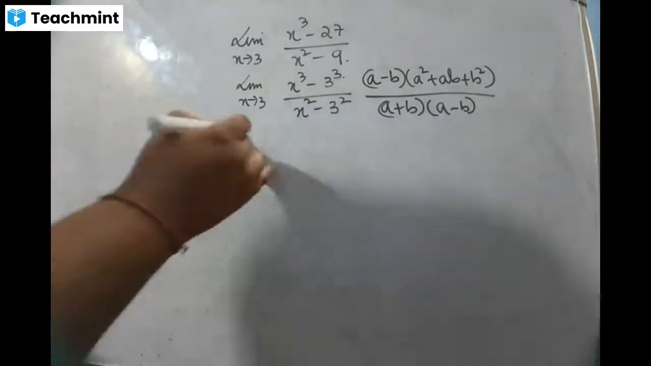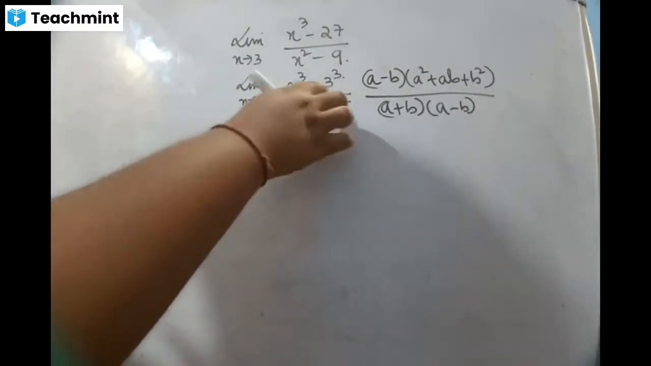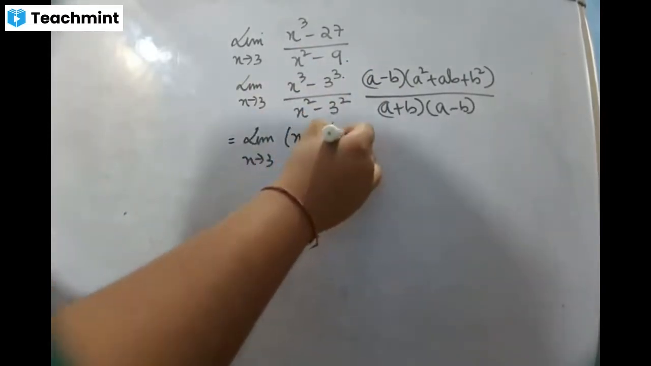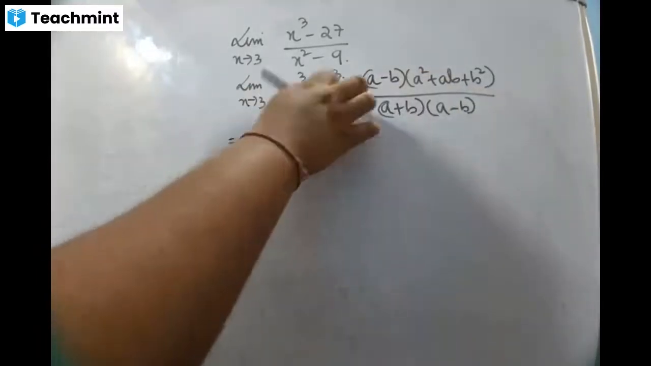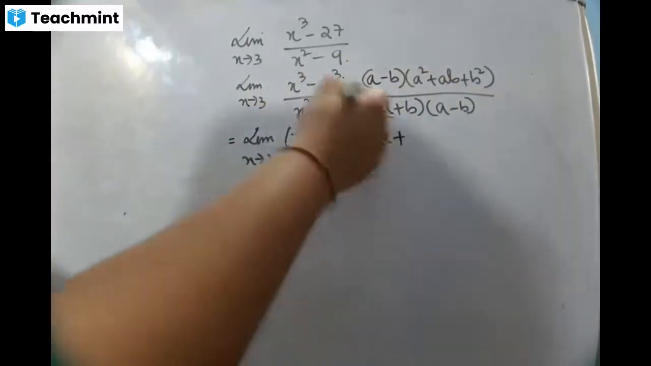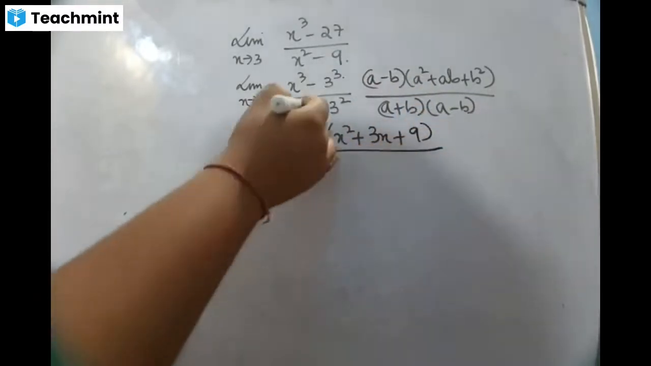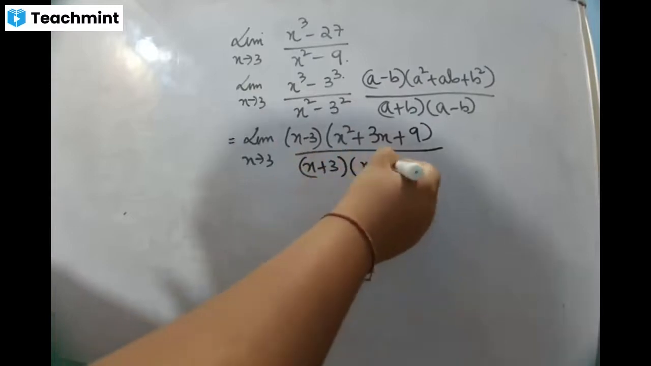So this is the formula that I'm going to write. Please help me out. Limit x tends to 3. This is a, this is b. So what does the formula say? It says (a minus b) into (a square, that means x square, plus a into b). A is x, b is 3, so 3 into x is 3x, plus b square. b is 3, so 3 square becomes 9, divided by a square minus b square, which is (a plus b)(a minus b).